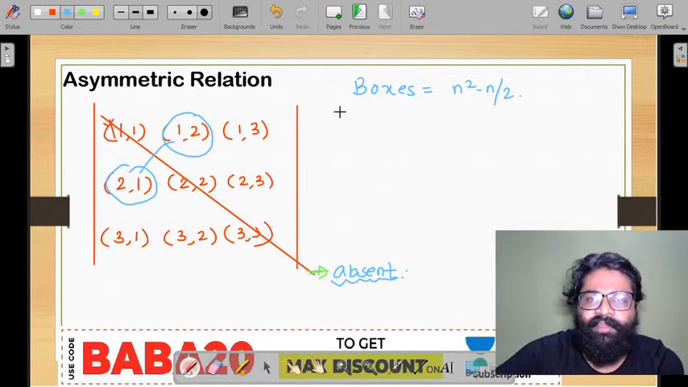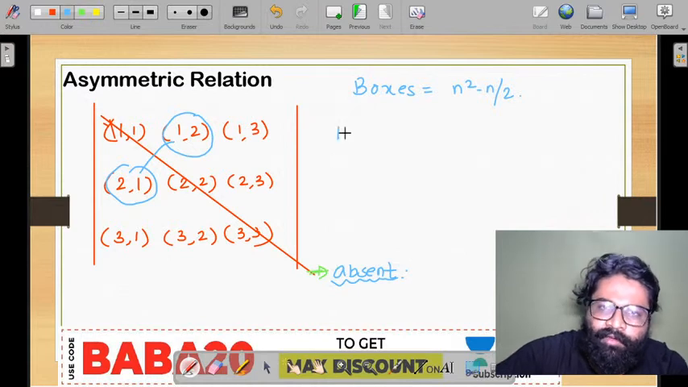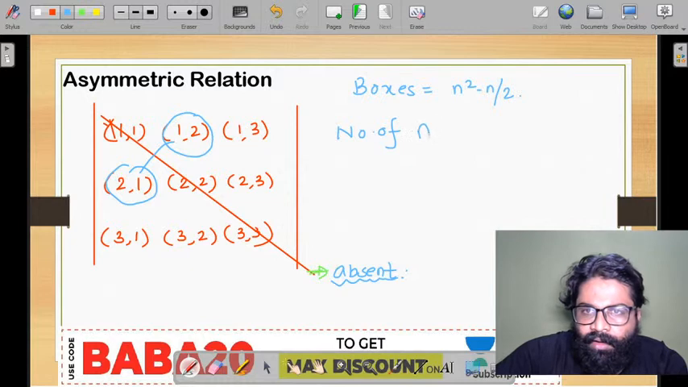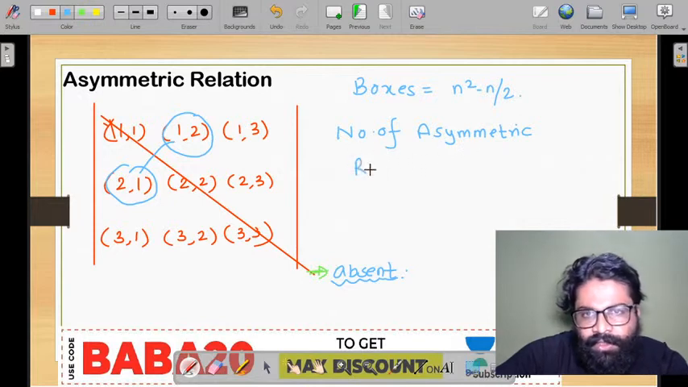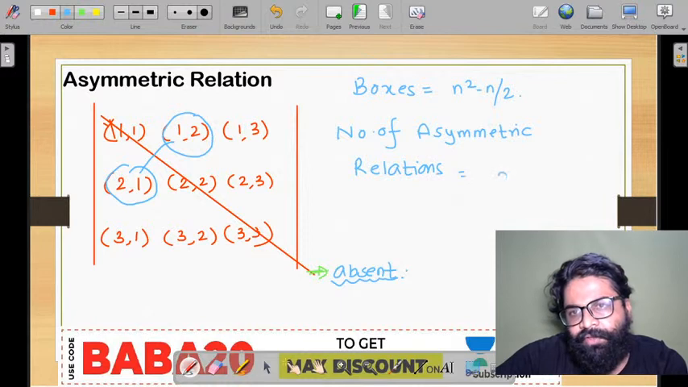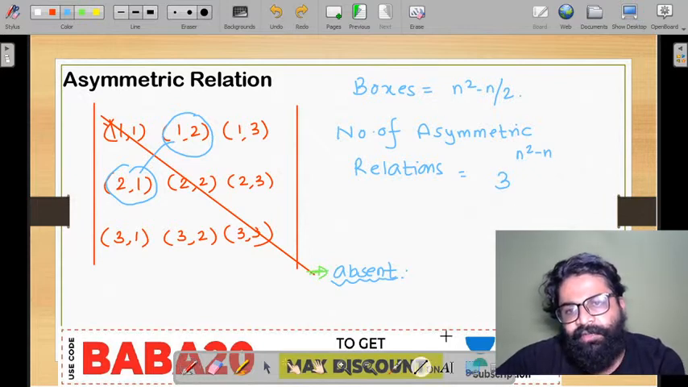Boxes n square minus n. So how many possibilities will it have? So now you can write the number of asymmetric relations will be what? The number of asymmetric relations that you will be getting is basically 3 raised to (n square minus n) divided by 2. Can you understand why I have written 3 raised to?